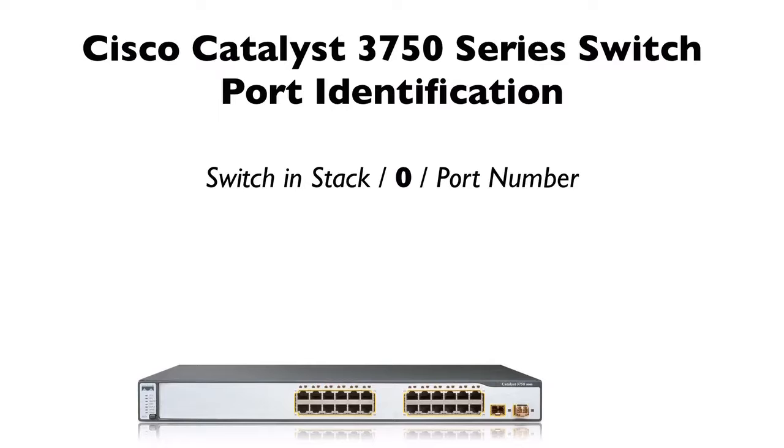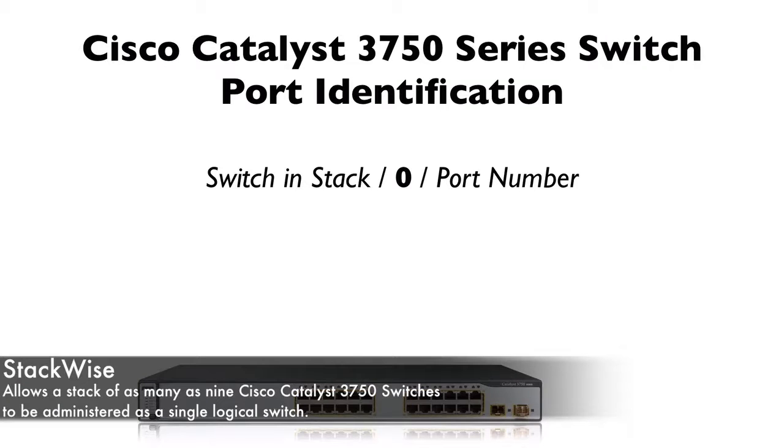And the port numbering is going to vary depending on your switch model. I thought we would consider a couple of different switch models. Here is a Cisco Catalyst 3750 series of switch. And the way the port numbering works is we've got 3 different numbers that identify the port number. First of all, we need to understand that the Cisco Catalyst 3750 series of switch supports a feature called Stackwise. We can connect as many as 9 of these switches together.